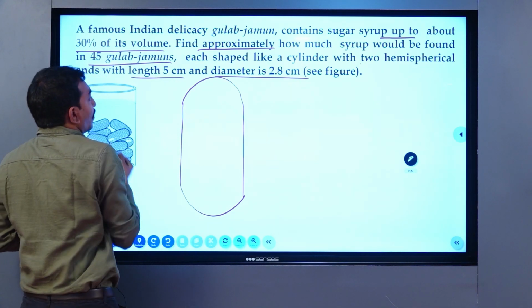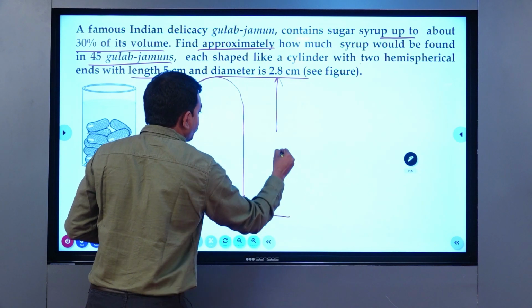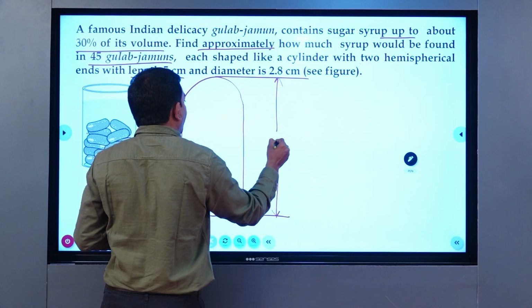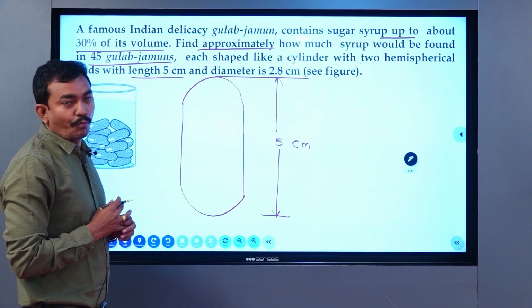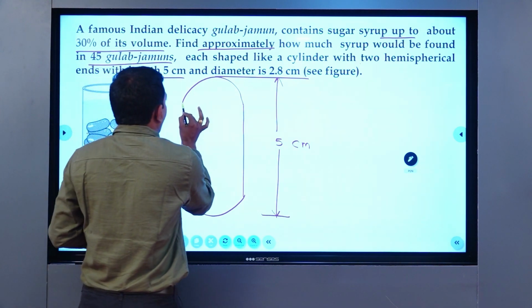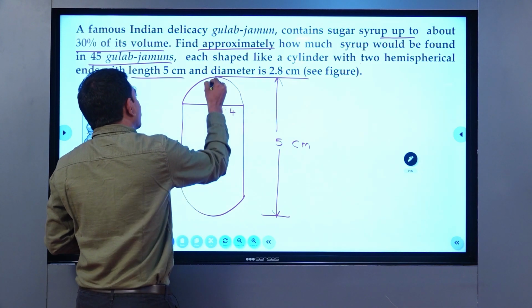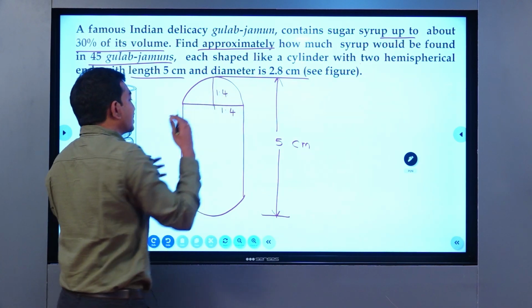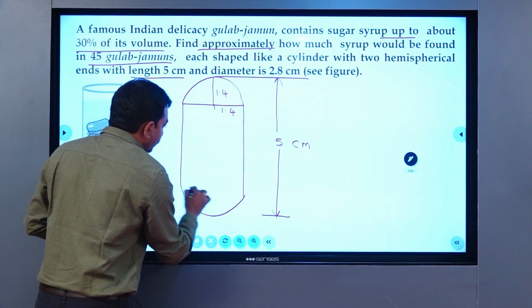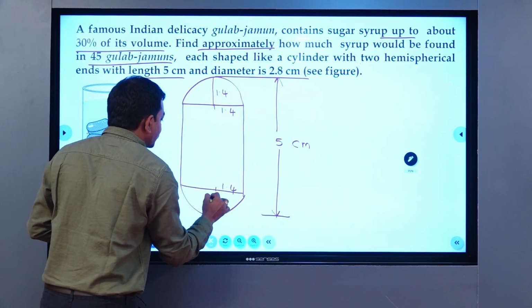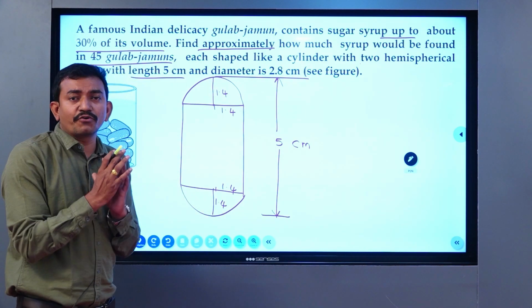They gave the length of this gulab jamun. This is the total length from top to bottom, 5 centimeters, having diameter 2.8. So this is the diameter. That means the radius is 1.4. This is 1.4 because that is also the radius, since it is in hemispherical shape. This is 1.4, the radius. This is also 1.4. Now what are we going to find out?